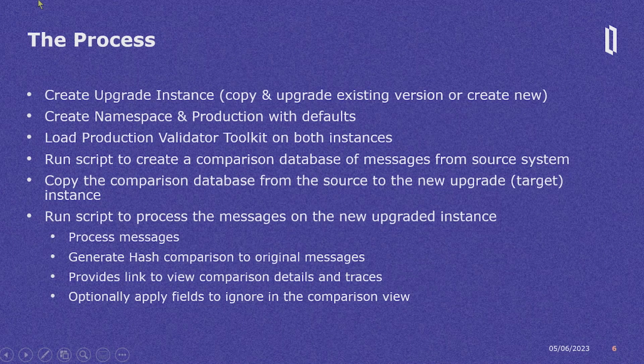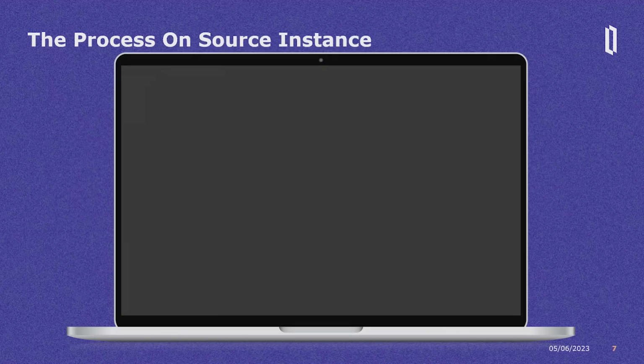I'm going to talk a little bit about the process. Basically what you would expect to see, it's an upgrade of an instance. We basically want to take a copy of messages that have been processed from your source system into your upgraded system, and then reprocess them and do a comparison, all right, using the database. I'm going to show you what that looks like.